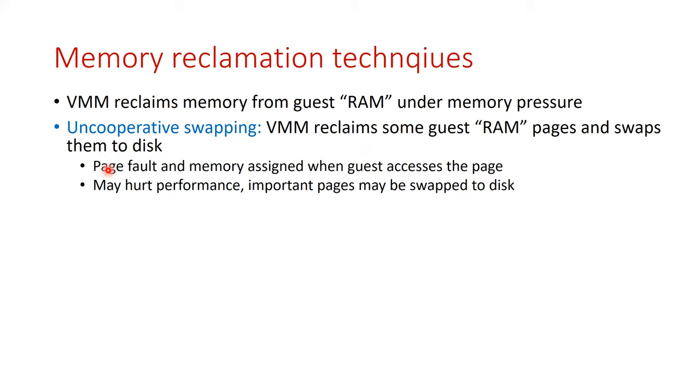The guest has not cooperated. Whenever that guest RAM page is accessed by the guest, a page fault will obviously occur. This page fault will be handled by the VMM or the host OS, and at that point a physical frame is assigned to the guest RAM. This can hurt performance sometimes, because some important pages in the guest might also be swapped to the disk. This is called uncooperative swapping.